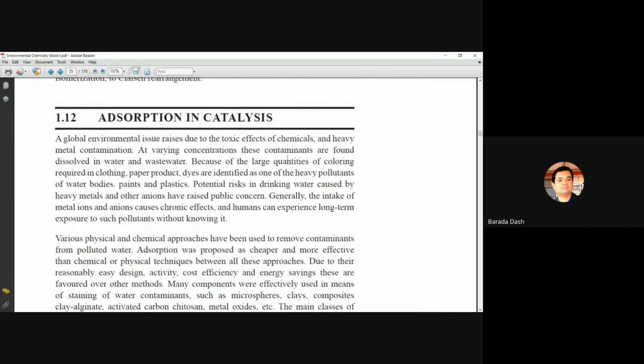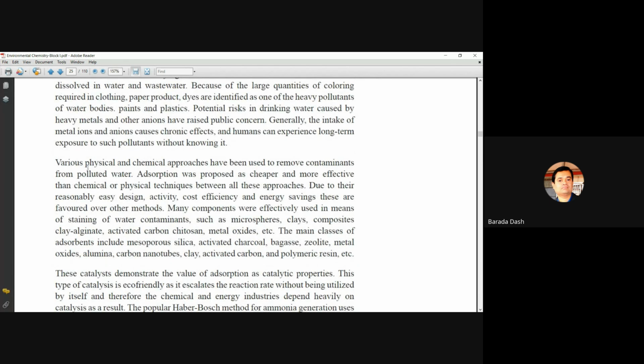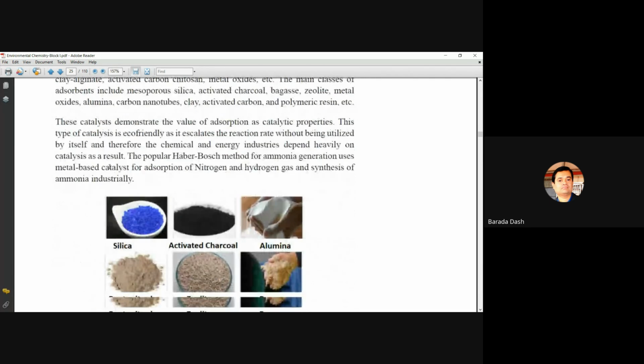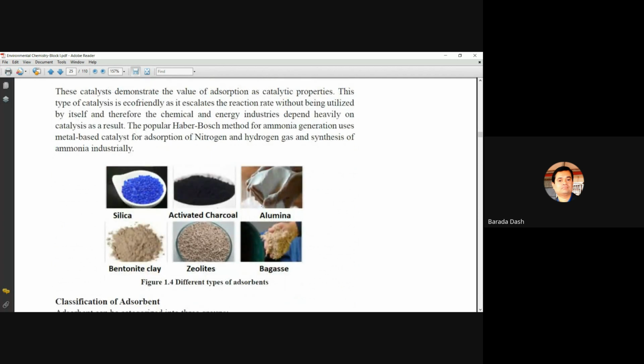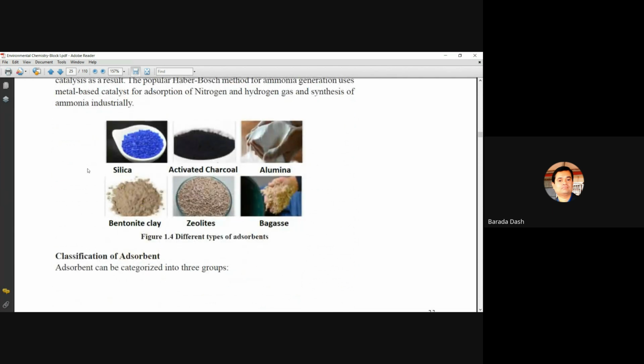Then adsorption in catalysis. Adsorption is basically a physical process. Silica, activated charcoal, alumina, silicon dioxide, bagasse, zeolite, bentonite clay are all adsorbents. They adsorb the particular substance because they have a porous surface with small tiny pores and very high surface area, and they adsorb either a gas, liquid or solid molecule onto their surface for the reaction to occur.